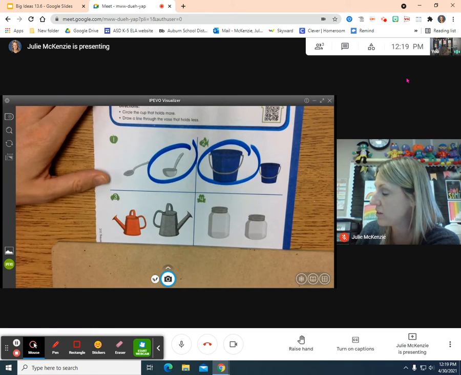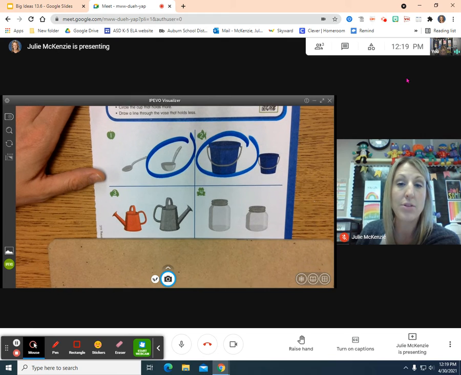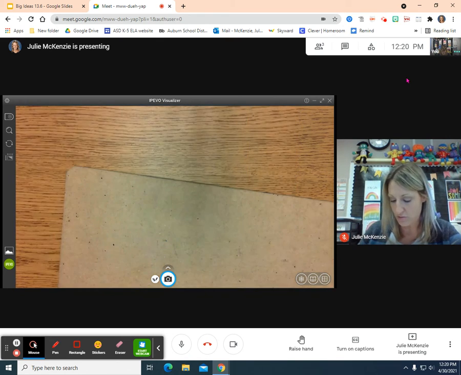Now take a look at the watering cans and the jars. This time you're thinking about the one with a smaller capacity, the one that holds less. Please draw a line through the object that holds less in each of these pictures. I will do mine too.